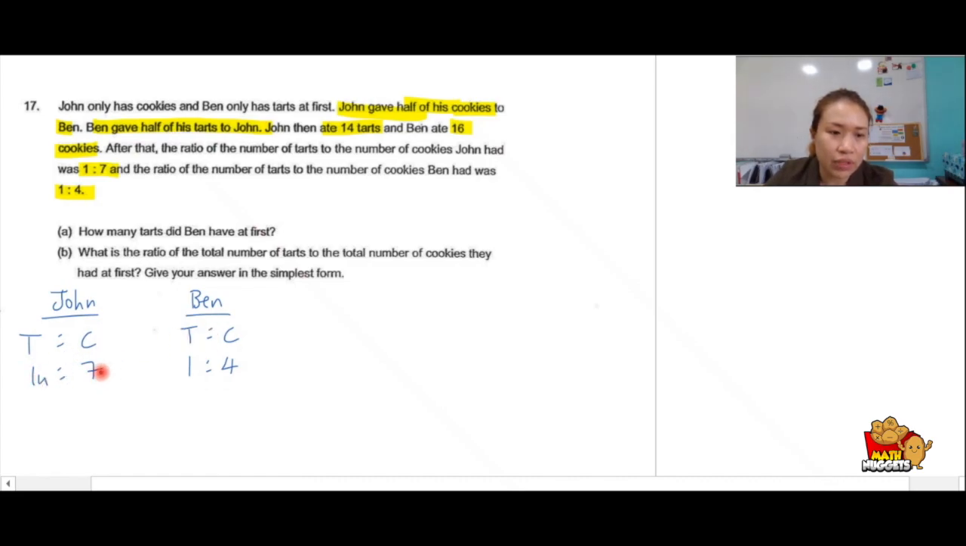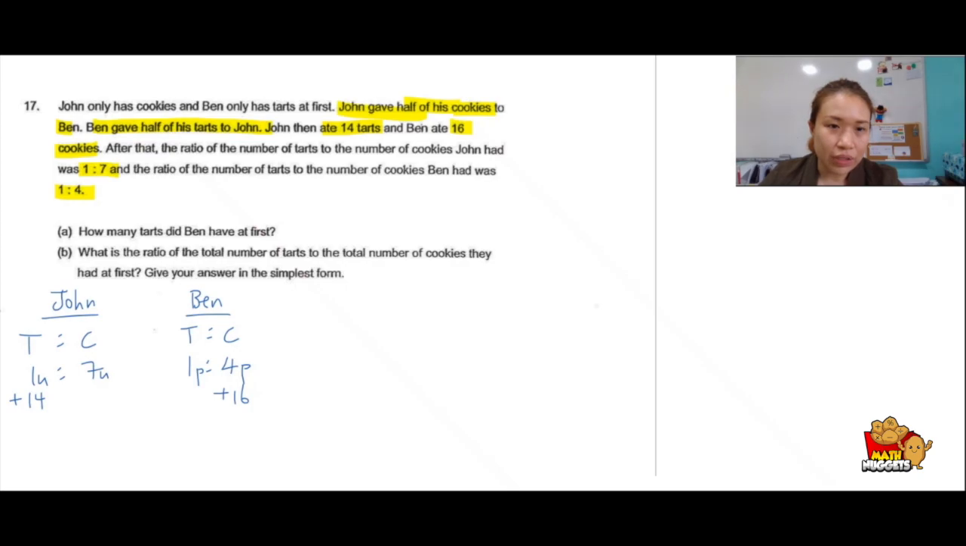Okay, I'm going to call these units first, because there's no link between the two ratios. So John ate 14 tarts. I'm going to put back the 14 tarts, so plus 14. And Ben ate 16 cookies. I'm going to add back the 16 cookies as well. So now what we have there will be what they had at first.